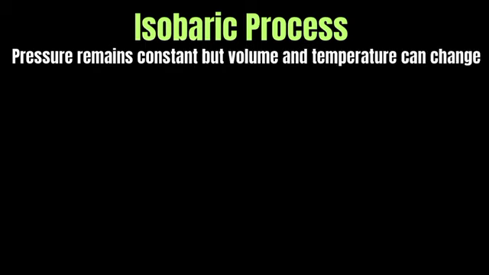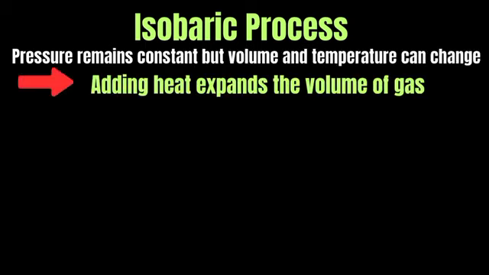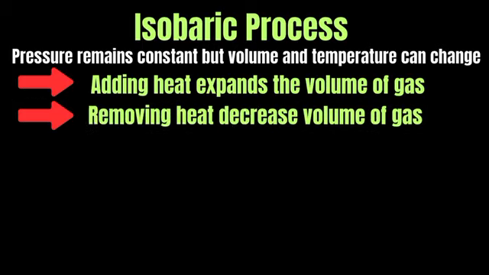Now, moving towards the isobaric process. An isobaric process is one where pressure remains constant, but volume and temperature can change. If heat is added, the gas expands, increasing its volume. If heat is removed, the gas contracts, decreasing its volume.